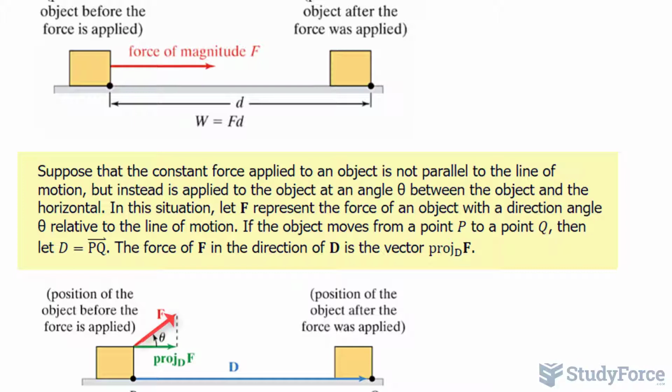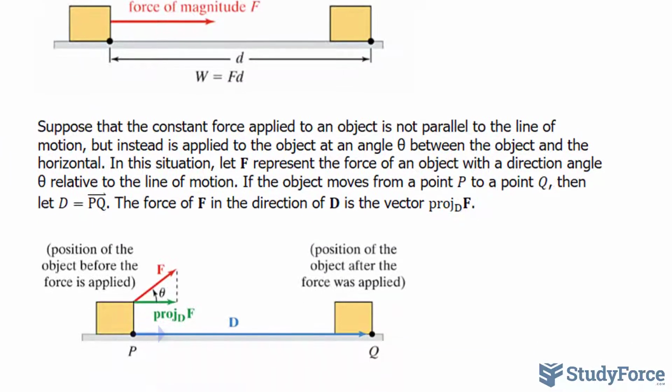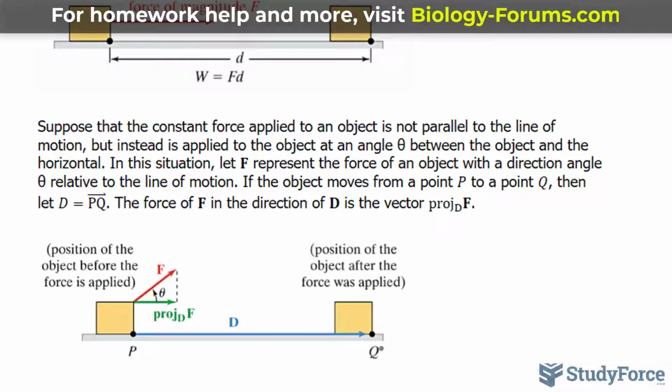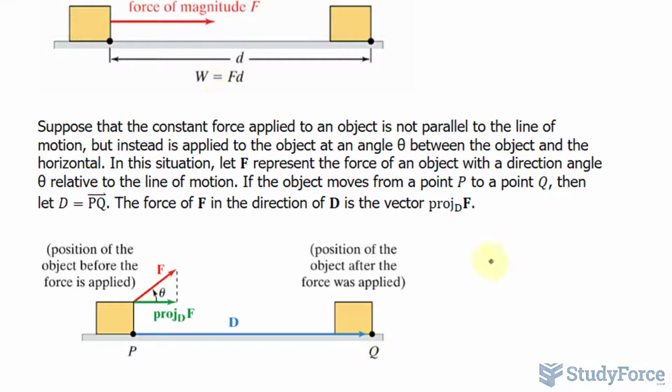In this situation, let F represent the force of an object with a direction angle theta relative to the line of motion. If the object moves from a point P to a point Q, then let D represent the distance between P and Q. The force F in the direction of D is the vector projection of F onto D. So with that being said, if we take a look at the formula W is equal to FD, this gets modified in the sense that we replace F with the vector projection of F onto D, specifically its magnitude.